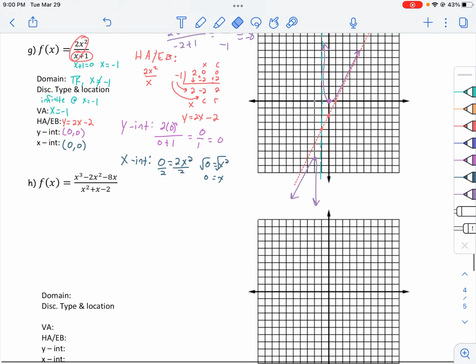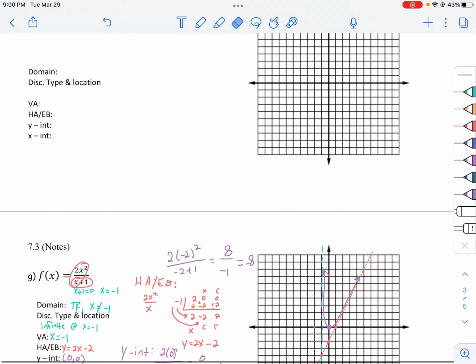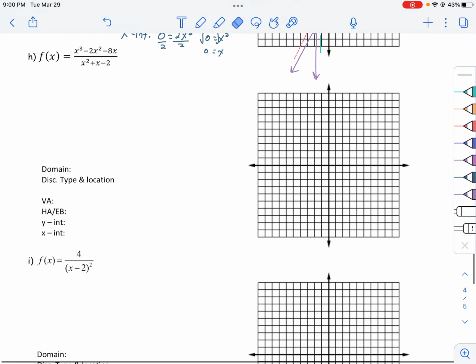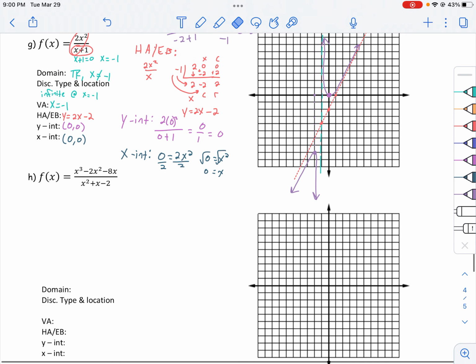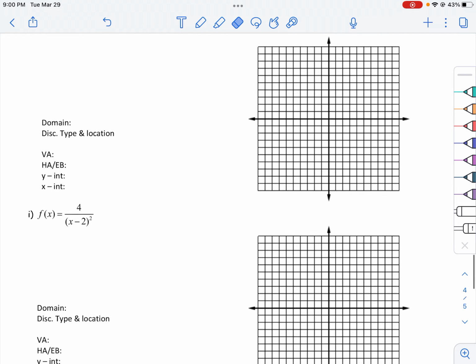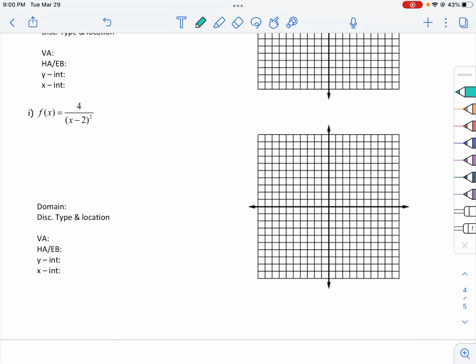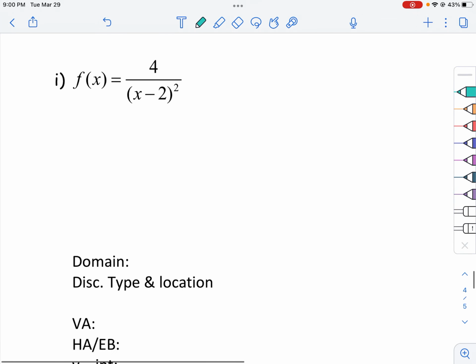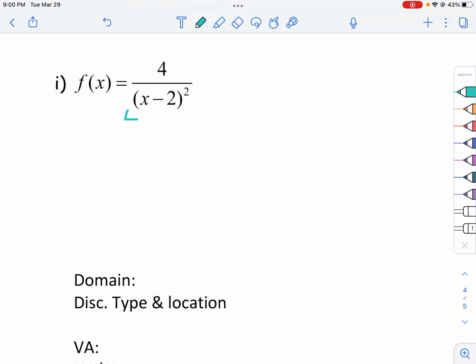All right. We're going to skip H. H is very similar to F. We'll come back to H, though, and try that one out. It's just one of the harder ones, or the hardest ones. So we're going to wait on that one for a second. Let's take a look at I first here. So I is actually already factored for us. X minus 2 is squared.